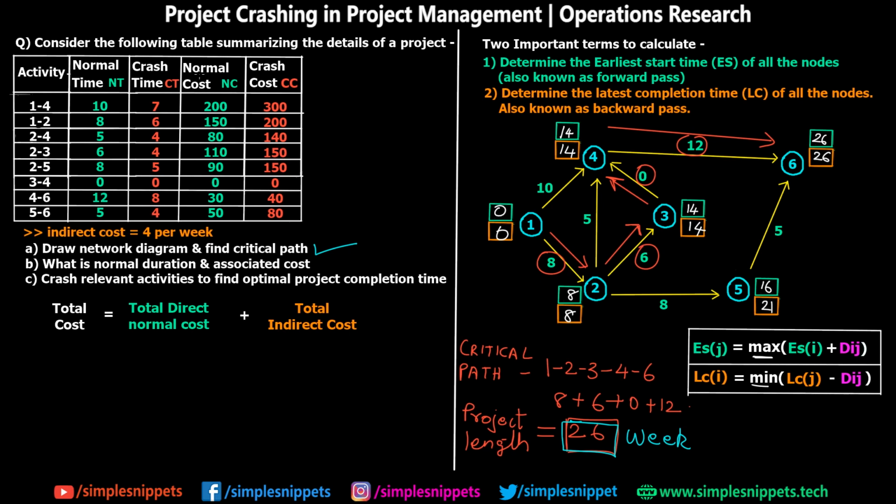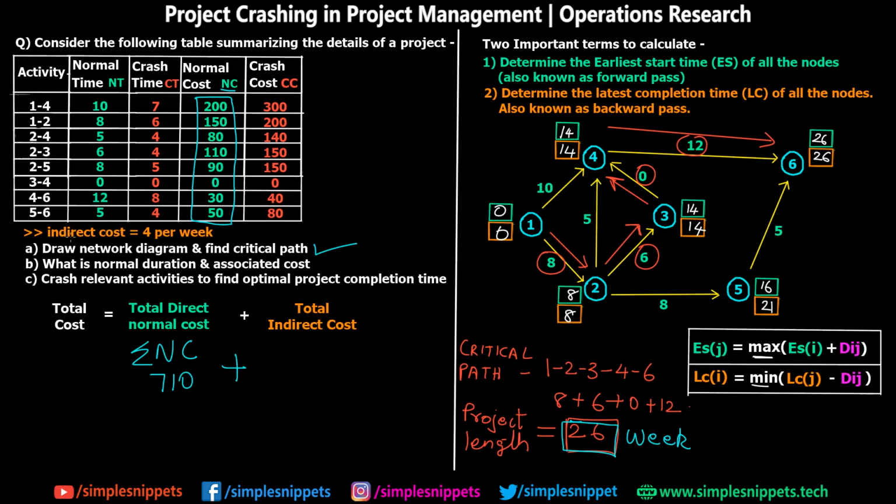Now in the table we have already been given the normal cost of every activity. So when you take a complete addition of all these values, you get the total direct normal cost, right? So the total direct normal cost is given by summation of normal cost, which is summation of NC. So you can pause the video and you can take a total. I have already calculated mine, so I'll just write it down over here. So the total cost is 710 plus this indirect total cost.